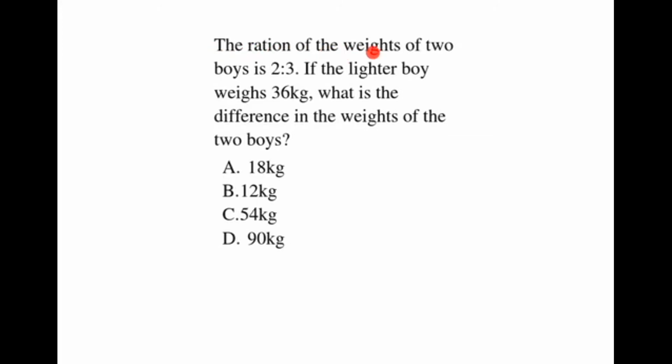The ratio of the weights of 2 boys is 2:3. If the lighter boy weighs 36 kg, what is the difference in the weights of the 2 boys? Solution. We are told that the weights of 2 boys are in the ratio 2:3. So we can have B to represent a boy and the other B to represent the other boy. They are in the ratio 2:3.